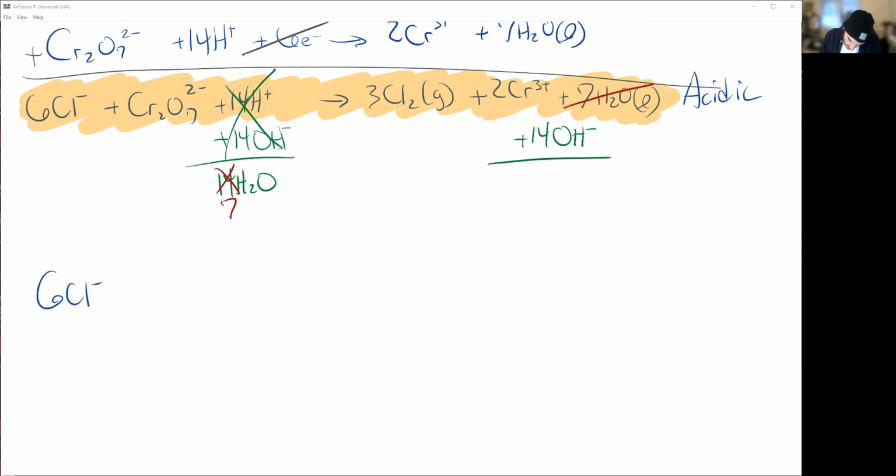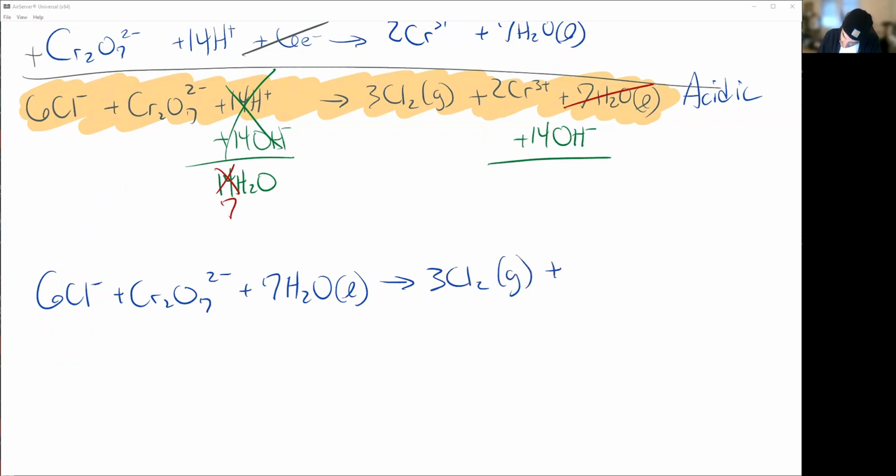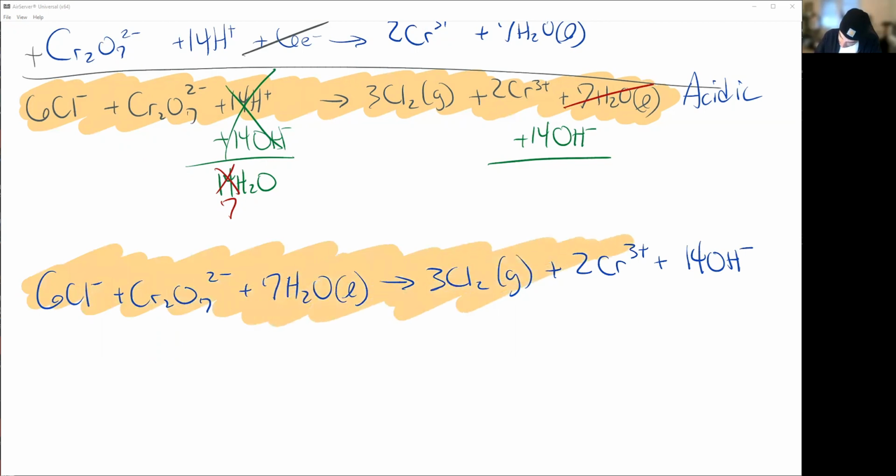So 6 Cl- plus Cr2O7 2- plus the 7 water molecules, liquid, yields 3 Cl2 gas plus 2 Cr3+ plus 14 hydroxides. Boom, this thing is balanced as basic. That's it. That's how we do it. Every single time, that's the process that we go through.